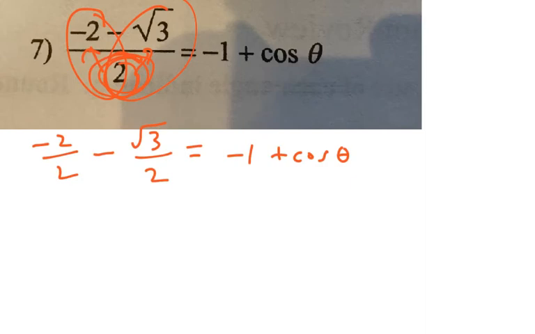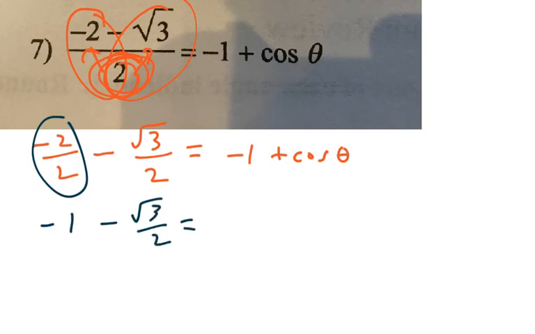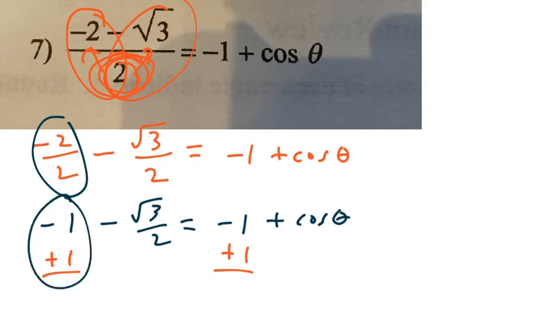Okay? Now, what is negative 2 divided by 2? It is negative 1. Minus square root of 3 over 2. That, of course, equals negative 1 plus cosine theta. Solving for cosine theta, I'm going to add 1 to both sides. Remember, when you do these trig functions, guys, you always want to solve for the trig function by itself, and then you're going to be able to do an inverse trig function on it. And as you can see, negative 1 plus 1 is 0, which makes it very convenient. I have negative square root of 3 over 2 equal to cosine of theta.